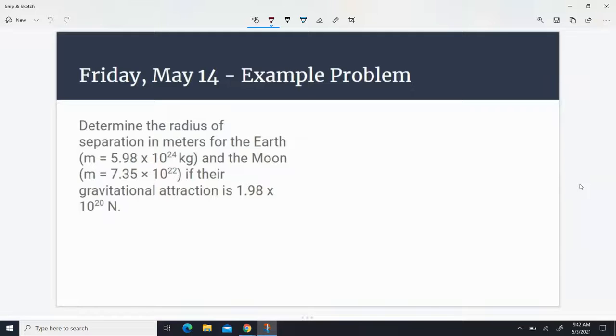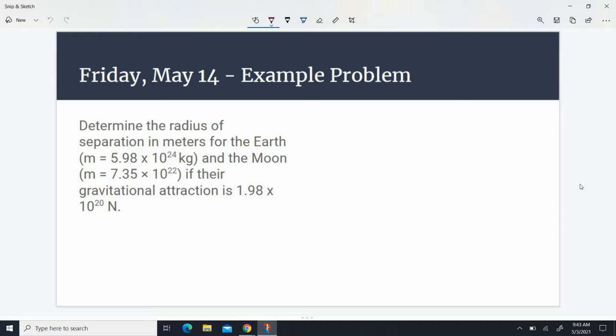Good morning. I'm going to show you guys an example of how to solve a problem using Newton's universal law of gravitation in that equation. So let's read our problem first. Determine the radius of separation in meters for Earth, and it gives the mass, and the Moon, and it gives the mass, in kilograms, if their gravitational attraction is 1.98 times 10 to the 20th newtons.